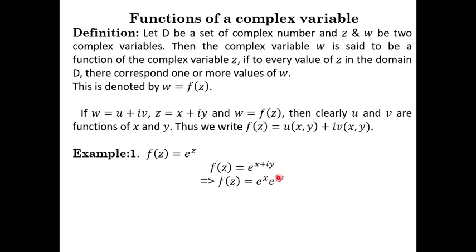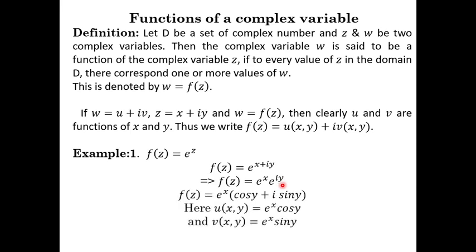Here, we have used Euler's formula. e to the power of iy can be written as cos y plus i sin y. Now, multiply e power x, then we get e power x into cos y plus i into e power x into sin y. But f of Z is nothing but u plus iv. Therefore, we are equating the real part and imaginary part in both LHS and RHS. Therefore, u is equal to e power x into cos y and v is equal to e power x into sin y.